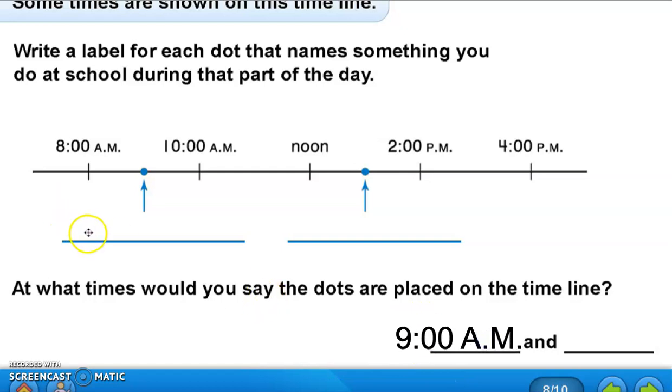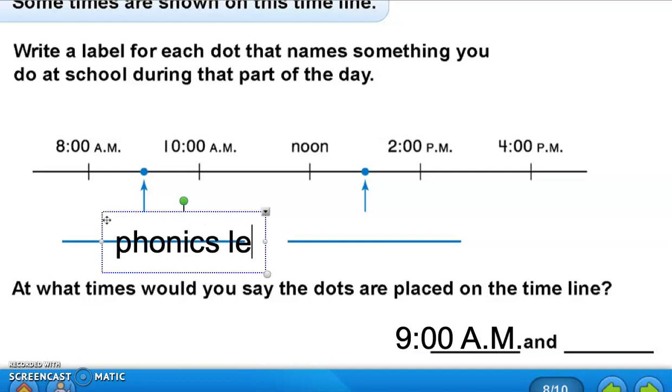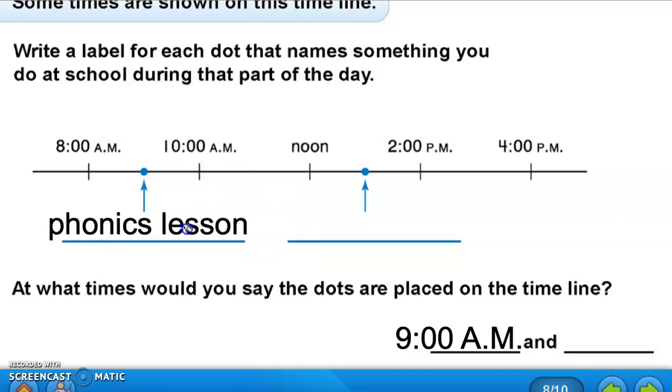So 9 o'clock a.m. So think about something that we could probably do at 9 a.m. So at 9 a.m., we are probably in school, right? If we were actually in school, 9 a.m. might be a good time for us to be doing phonics, right? So maybe we can write something like phonics lesson, right? So we're going to put that one over here on this line.